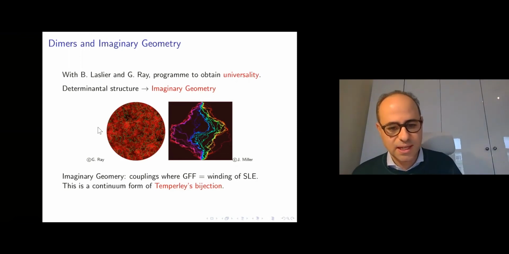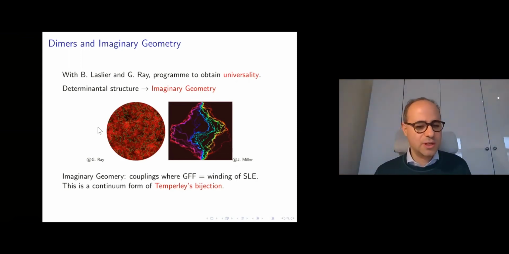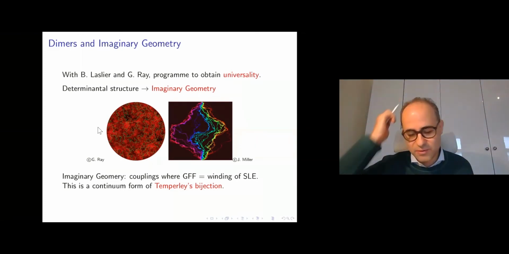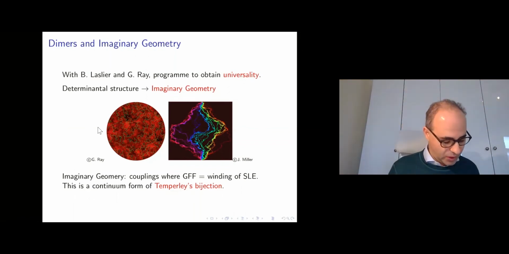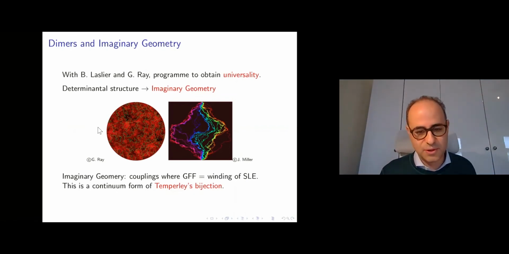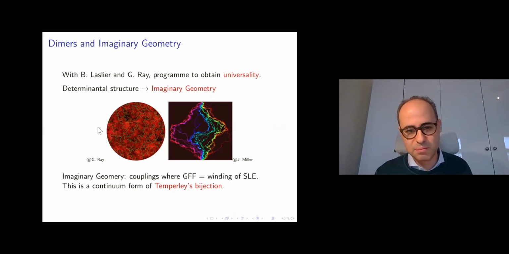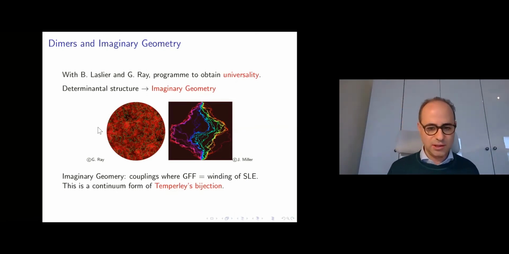And what we will see is that this coupling between the Gaussian free field and SLE is, in a sense, just a continuum form of the Temperley projection. So I'm not expecting anyone to be familiar with any of these terms. I will try to explain what I mean, but that's just to give you a flavor of the approach that we take. We are replacing exact computations in the discrete that exploit the determinantal structure with some symmetries that take place at the continuum level. That's the idea.